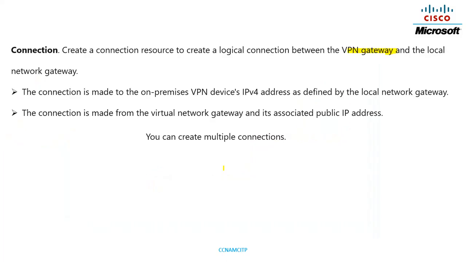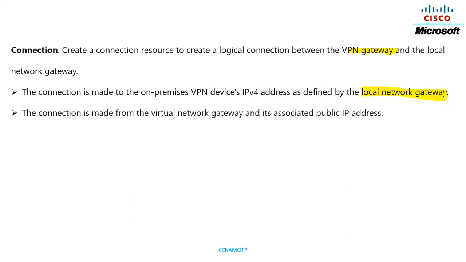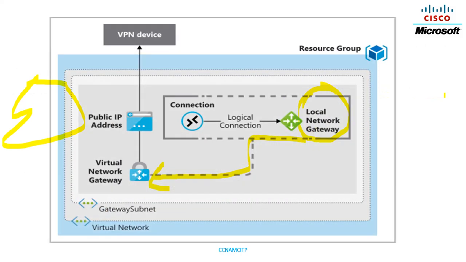What are the other things in this? The connection is made to the on-premises VPN device IPv4 address as defined by the local network gateway, and the connection is made from the virtual network gateway and its associated public IP address. So you can see this logical connection is coming from this side, with one public IP address and the virtual network from this side.